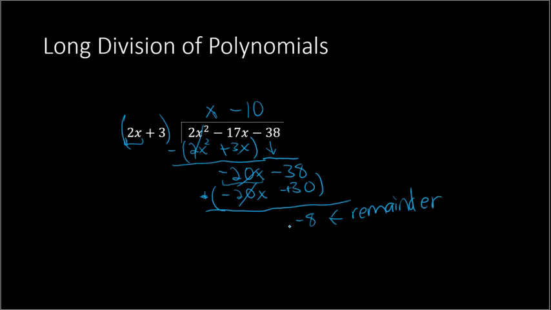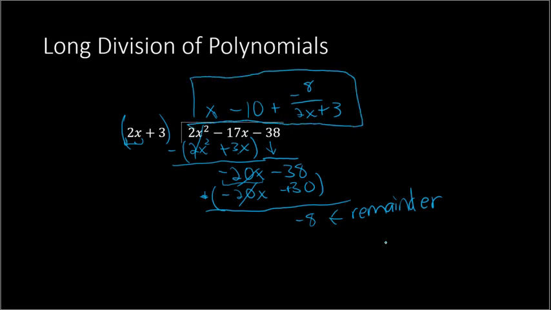And we can take the remainder and write it as a fraction, just like with regular numbers. So we write negative 8 over 2x plus 3. So this would be your final answer: x minus 10 plus negative 8 over 2x plus 3. What we have shown is that if you take 2x squared minus 17x minus 38 and divide by 2x plus 3, we get this as our answer.